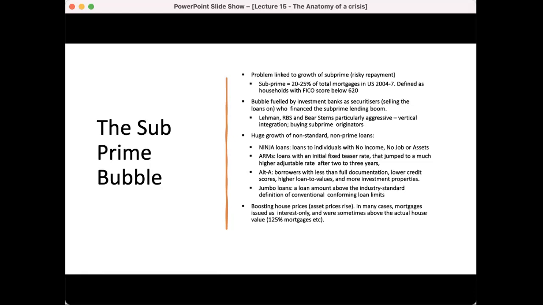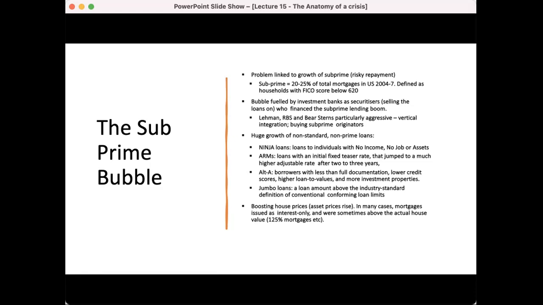Quickly, NINJA loans: no income, no job, no assets. ARMs, loans which have got initial teaser rates that jump to a much higher rate after 2 to 3 years. Alt-A loans, where borrowers have got no documentation or less than full documentation, i.e. proof of earnings. And jumbo loans, a loan which is above industry standards.